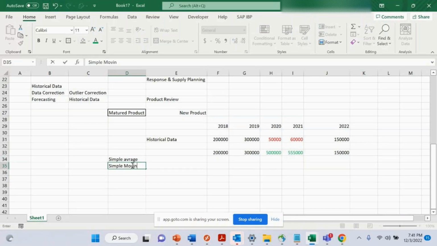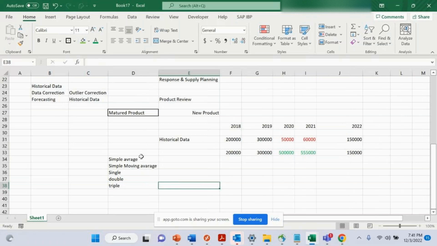Simple moving average. Then we have 3 exponentials: single, double, and triple. So all these forecast models come with certain formulas. These are all arithmetic formulas. There is no black box here. If you apply the formulas to your historical data, the output will come based on the formula.